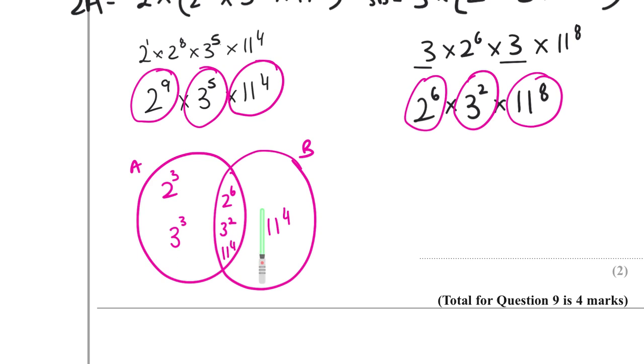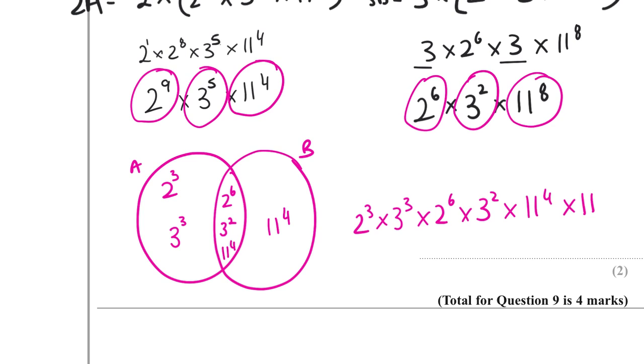Now, the highest common factor is all of this multiplied by each other. So I'm going to get, the lowest common multiple is all of it together. So 2 to the 3 times 3 cubed times 2 to the 6 times 3 squared times 11 to the 4 times 11 to the 4. I need to simplify this. All my base 2's, what do I have? 2 to the power of 9. Base 3? 3 to the power of 5. Base 11? 11 to the power of 8.